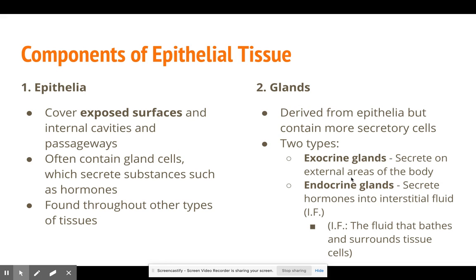There are two types. Exocrine glands secrete on external areas of the body. Ex means outside. Endocrine glands secrete hormones into the body. So endocrine, en like enter, means inside. Ex like exit means outside.